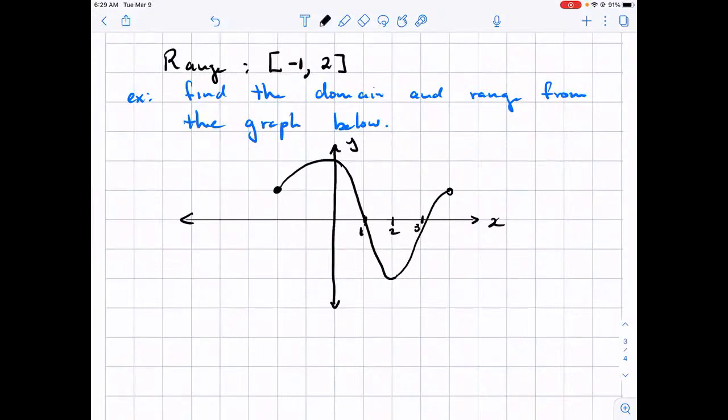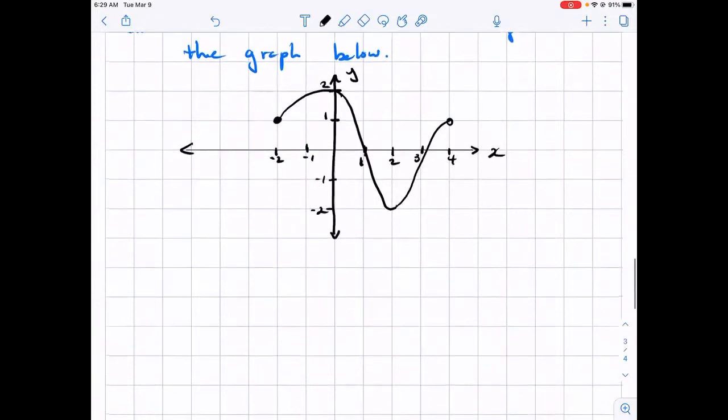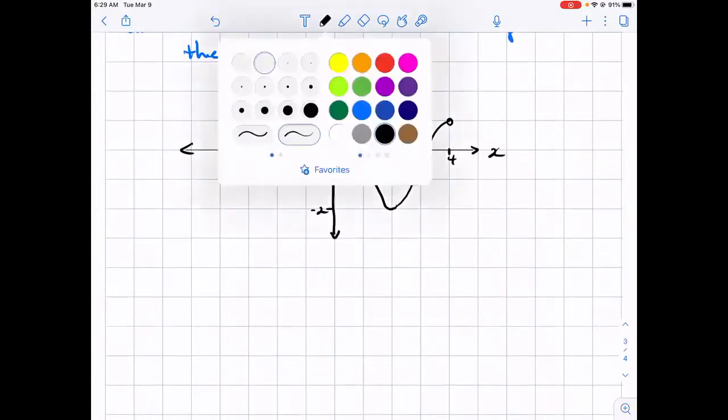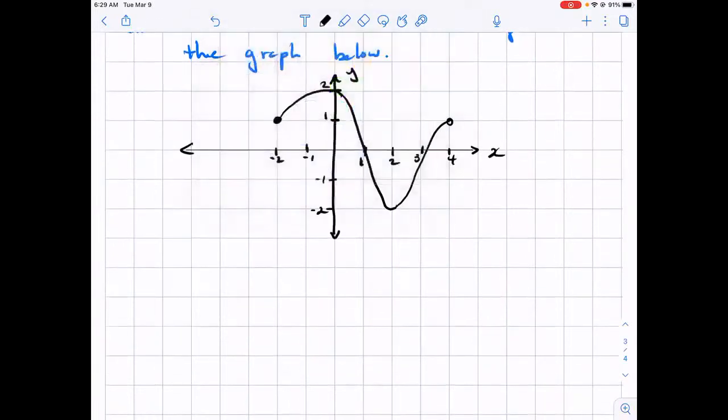So here is 3, here is 4. This is -1. Here we have -2. Here we have 1, 2. This is -1. This is -2. So let's look at the domain first. The domain.